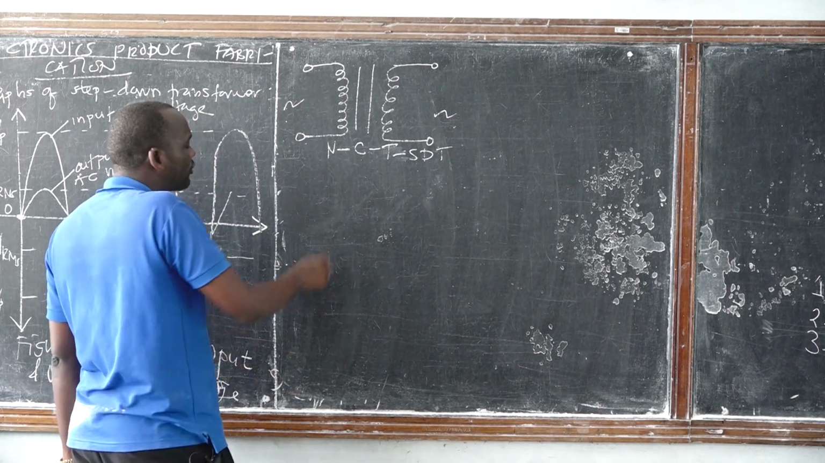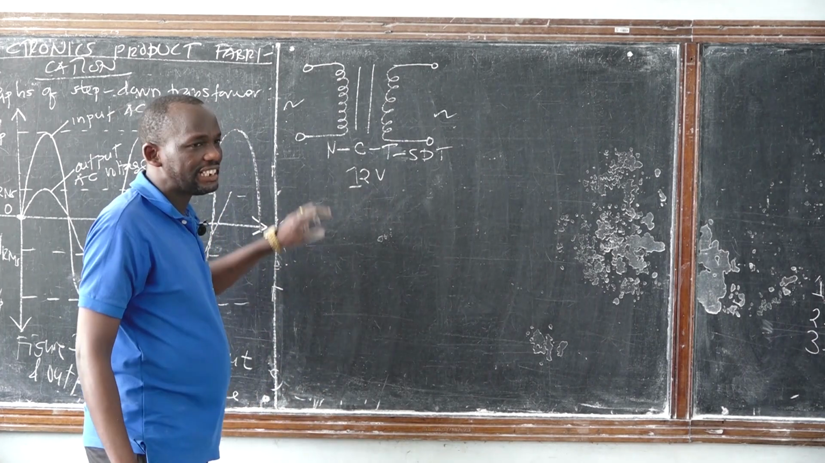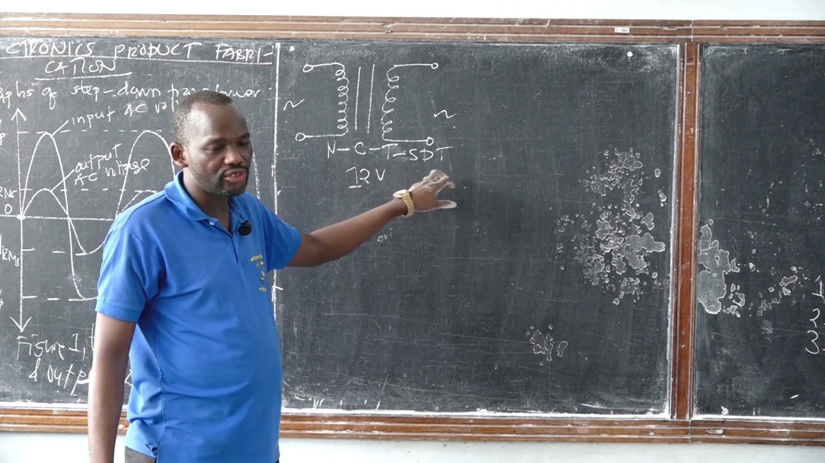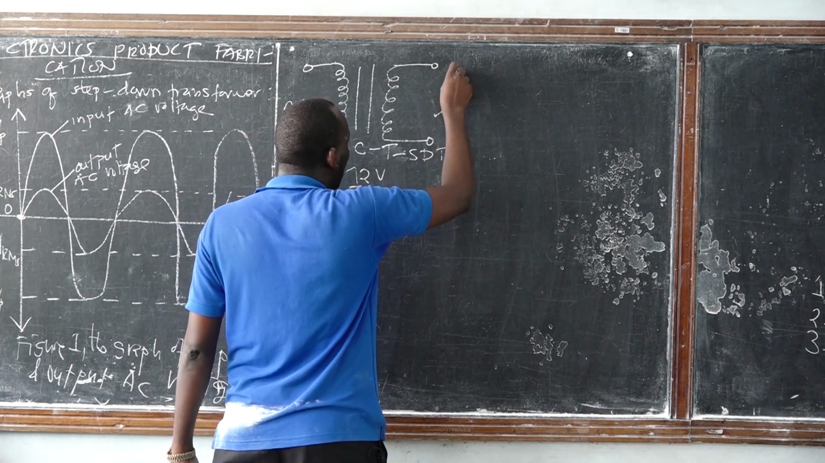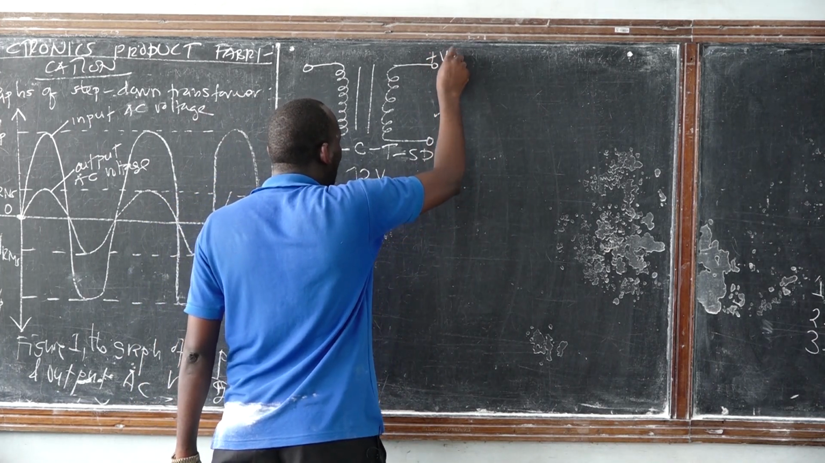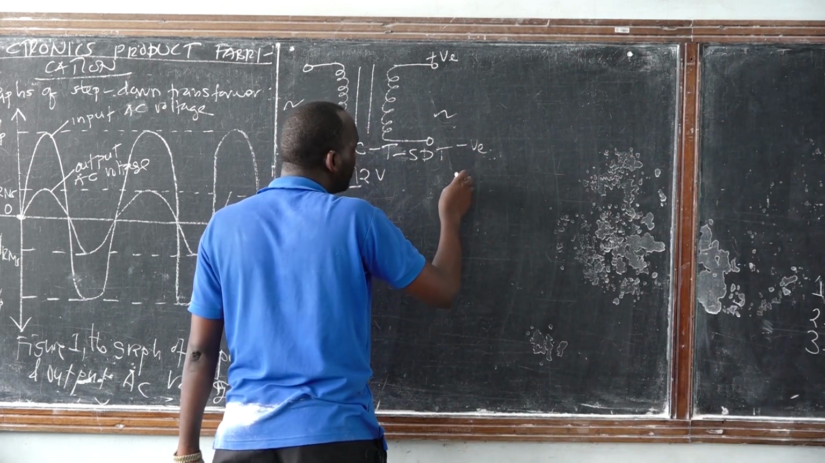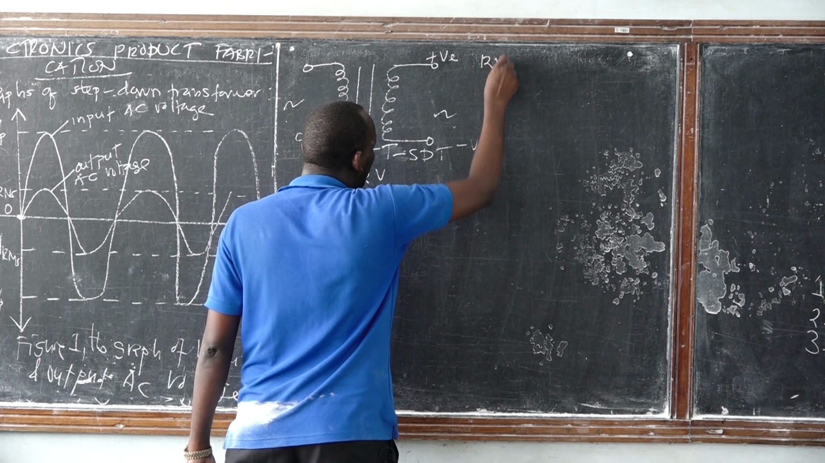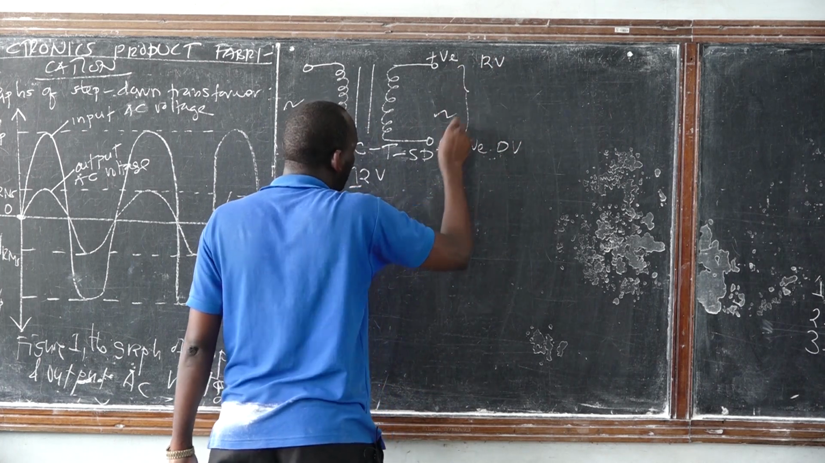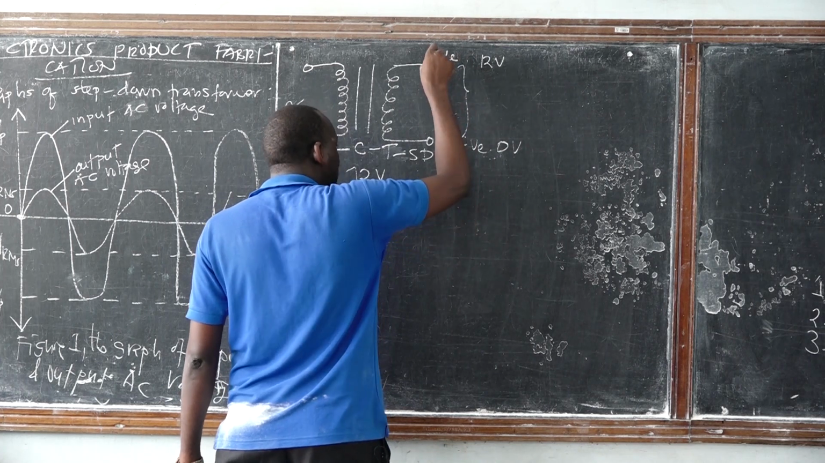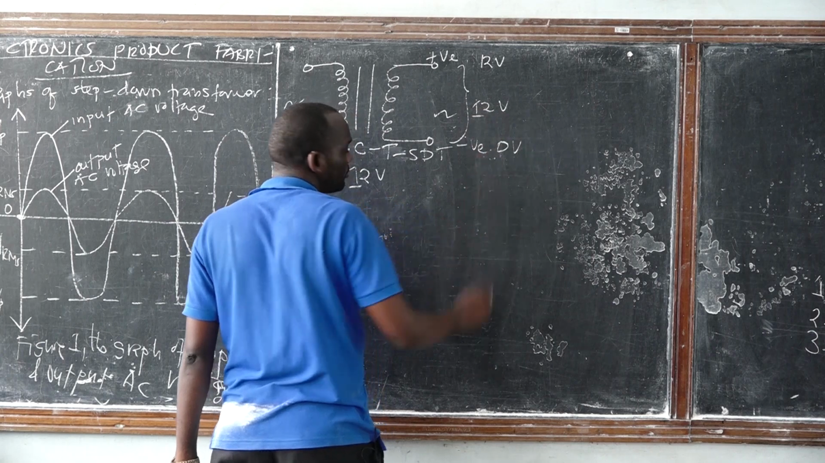But if this transformer is written 12 volt, for instance, a 12 volt non-center-tapped step-down transformer, then this one will be acting as positive and this will be acting as negative. It means this one will be acting like 12 volt and this will be acting as 0 volt. If you measure the potential difference between this output terminal and this terminal, you'll get 12 volt.